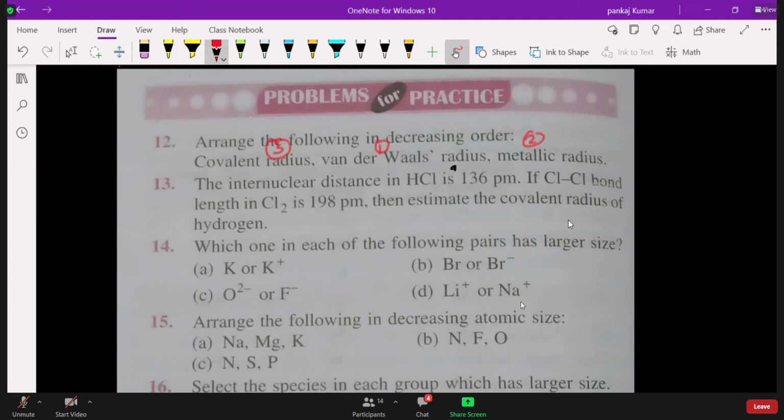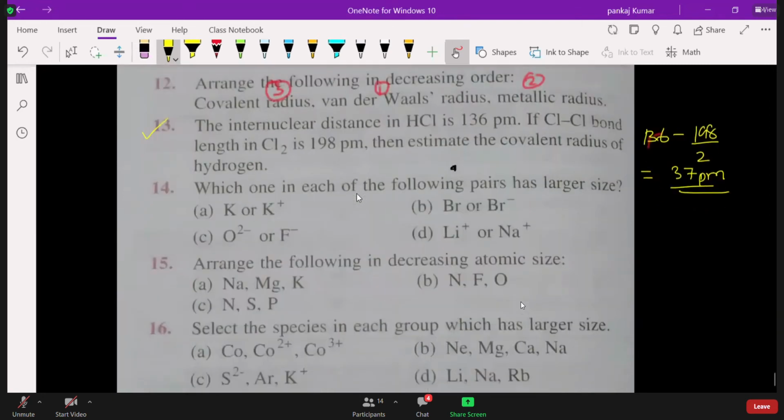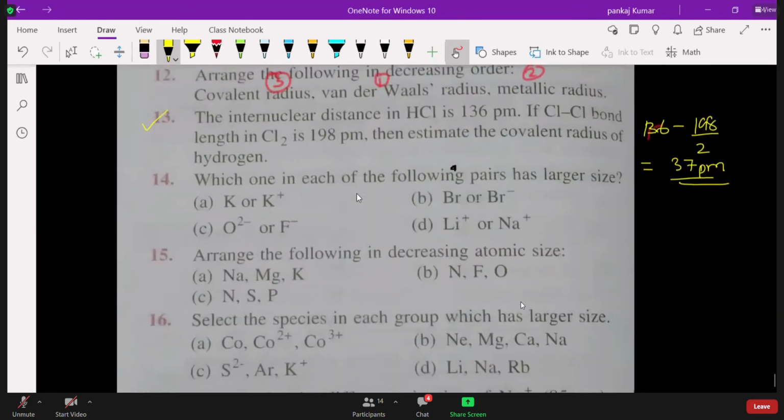Hydrogen they're asking. So we have to subtract 136 minus Cl, how much? 198 by 2, which is 99 picometer. So how much do you get as the answer? 37, sir. Yes, very good. I told 37 only. I'm not talking about you, Mukundan, Deepak was telling.